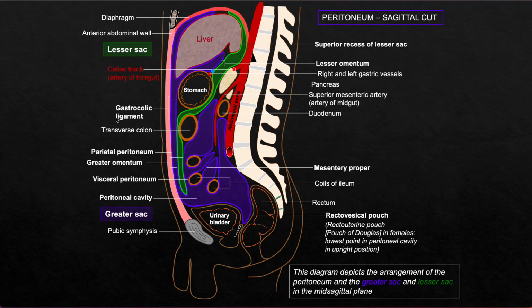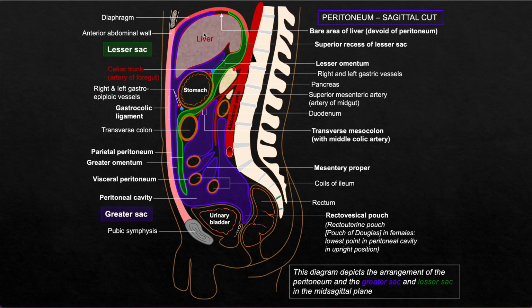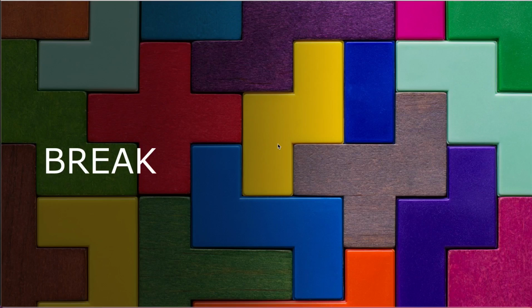So now this one we call the gastrocolic ligament. You can see that the superior mesenteric artery runs in this mesentery to reach the transverse colon and supplies it there. And the middle colic artery is being shown, which is running in this fold. And this is the main bare area of the liver. Why is this called bare? Because it's not covered by peritoneum. It is in direct connection with the diaphragm. So it has no peritoneum covering this part. So let's break here.